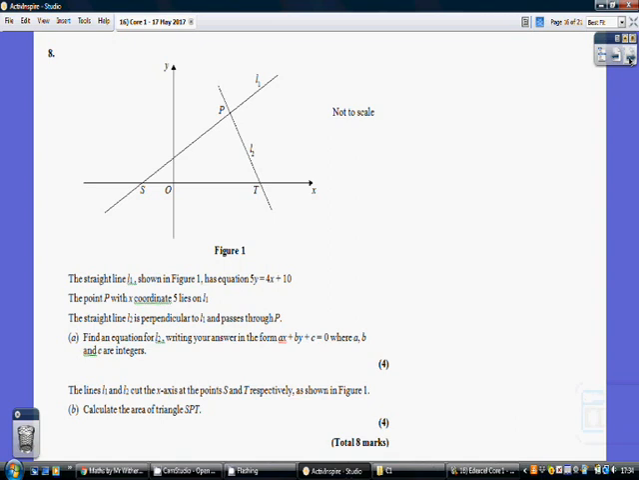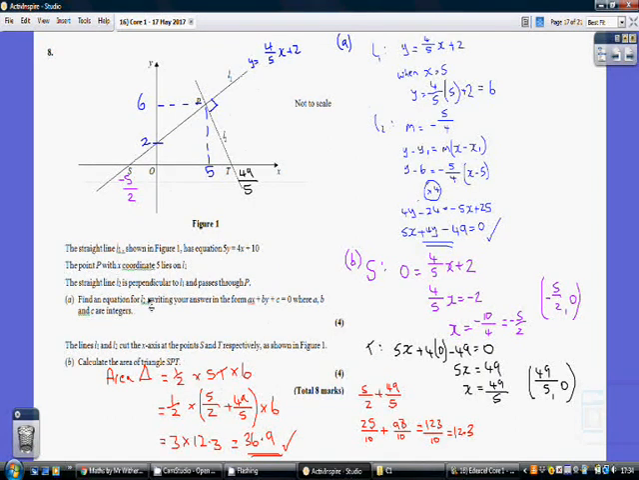Question 8. So for part A, we've got to find an equation for this line L2 going down here. Okay, so we're going to need to know two things. We're going to need to know a point on the line, might as well be P, and we're going to need to know the gradient of L2. Okay, so let's look at each of those in turn.